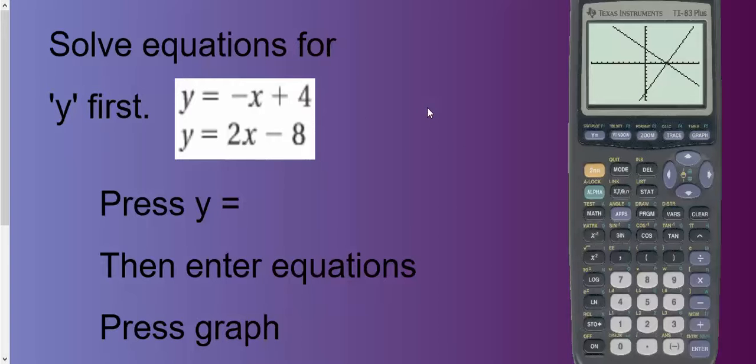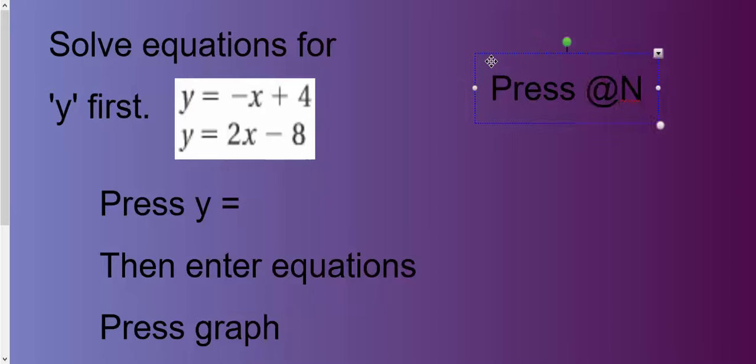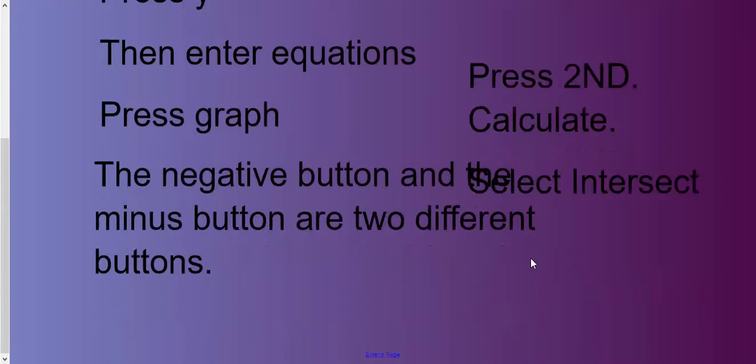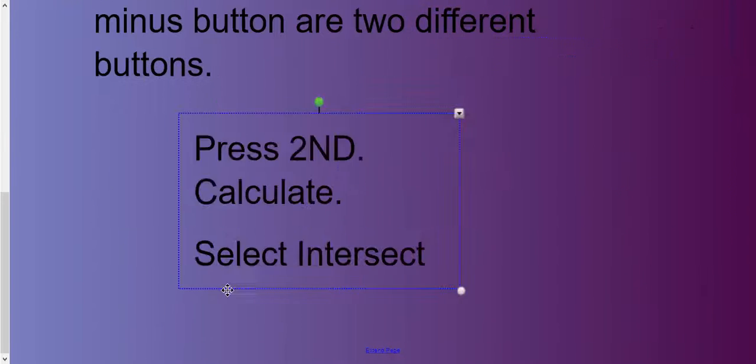So what I'm going to do is press second, and then I'm looking for calculate. Let's see. Oh, it's up here. I sometimes forget where the buttons are. There are so many on these calculators. Second, calculate. Okay, and I'm looking for the intersection right here, number 5. So press second, then calculate, and then select intersect, because we're looking for the intersection. That's next in our list of notes.